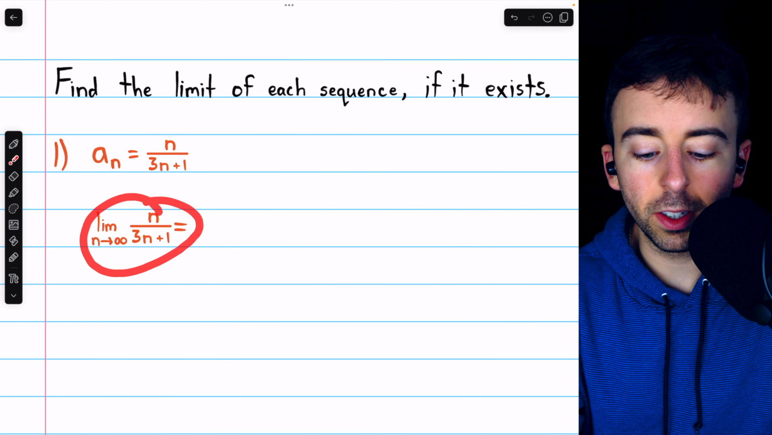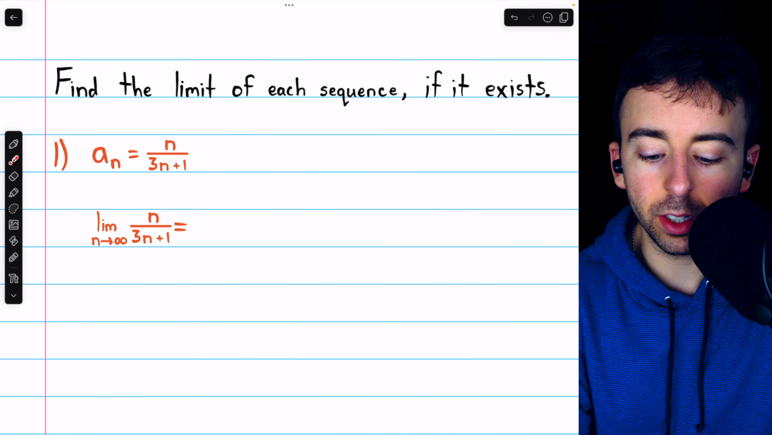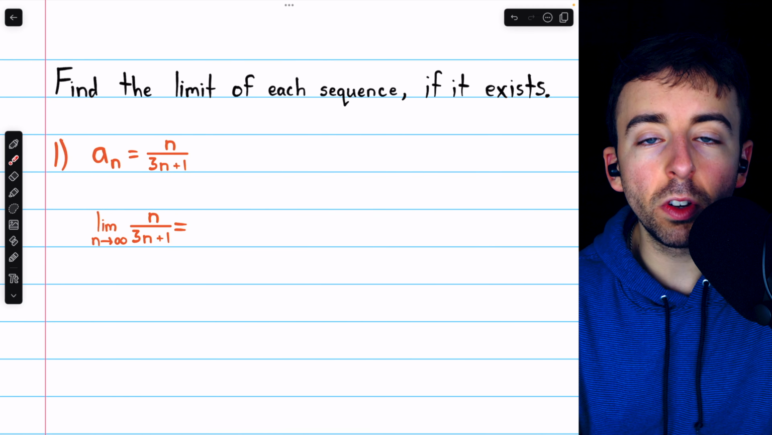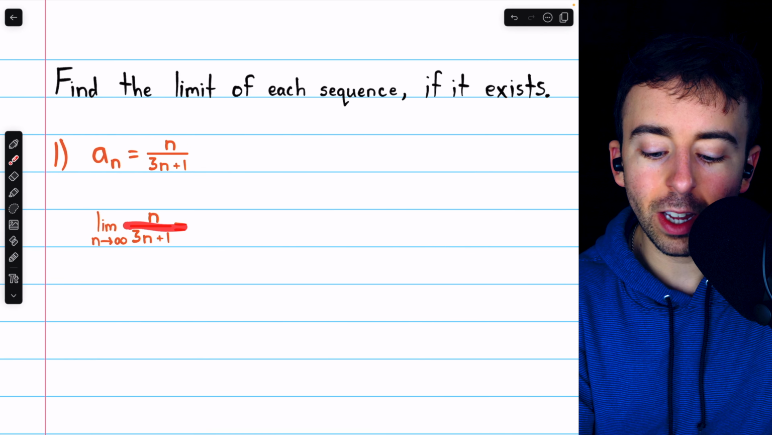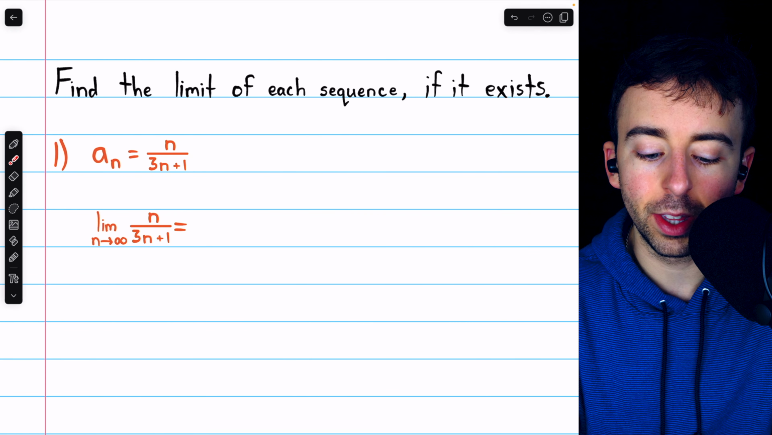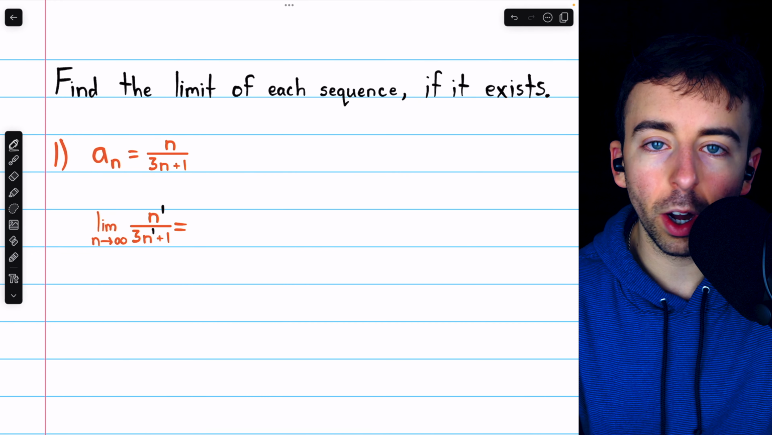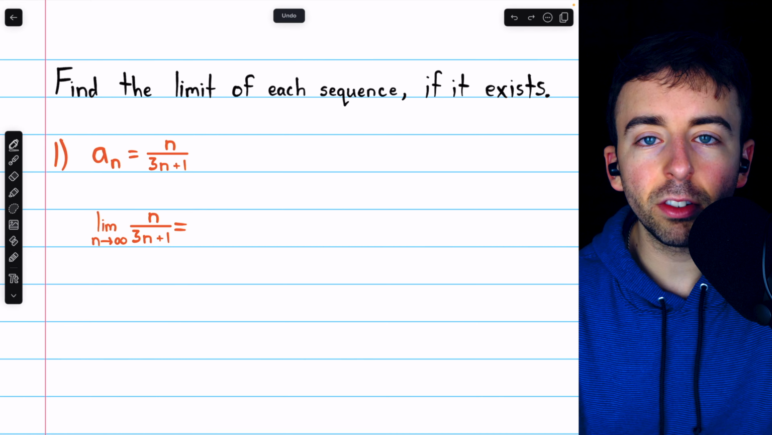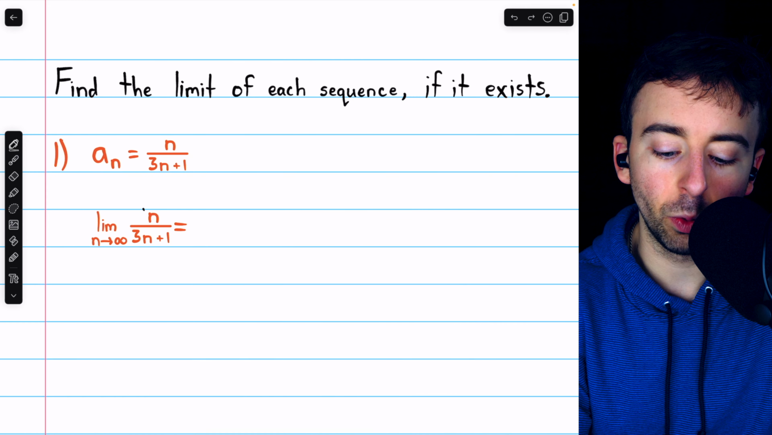So here we are looking at the limit as n goes to infinity of a polynomial, n, divided by this other polynomial, 3n plus 1. You should know that if you're looking at the limit as n goes to infinity of the ratio of 2 polynomials that have the same degree, like they do in this case, this has degree 1, the denominator also has degree 1, the limit at infinity is just going to be the ratio of the leading coefficients, that is 1 over 3.